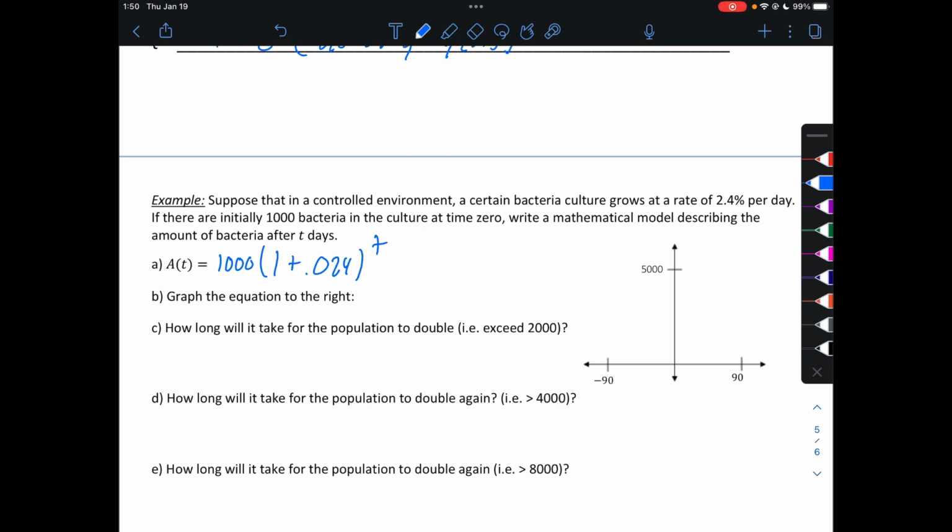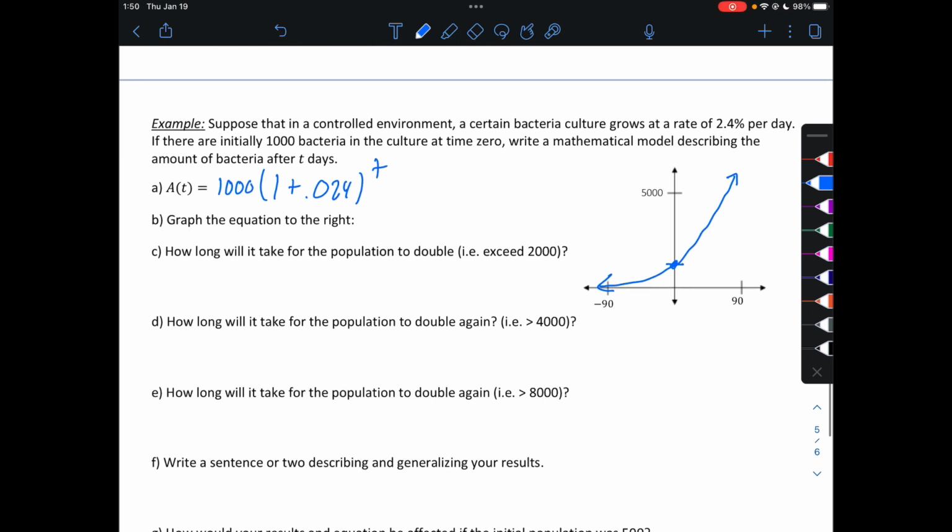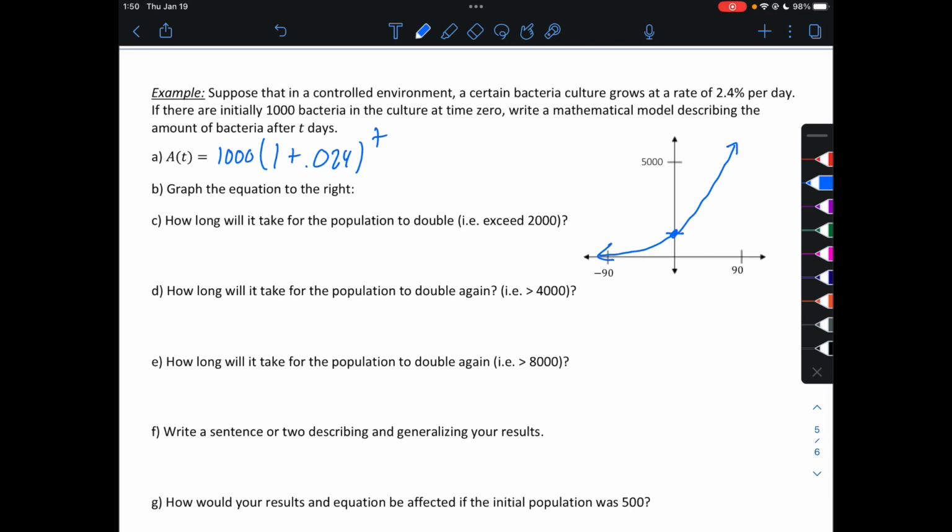We know at 0 we should be at 1,000. Otherwise the graph should just look like this, growing pretty quickly. So how long will it take the population to double, as in get to 2,000? We're going to want to see if the 2,000 line is right about there. We want to know when that graph would hit that.